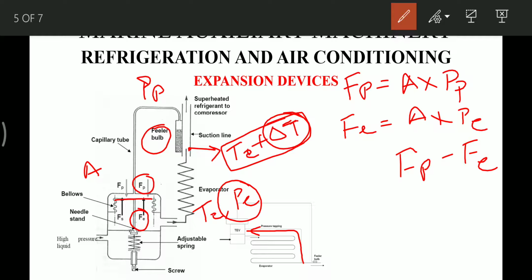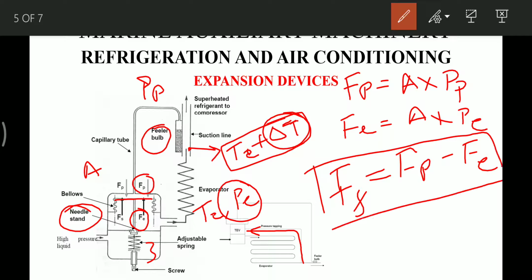Now we have this spring which is exerting upward force on the needle stand. So in the stable condition, this Fs will be equal to Fp minus Fe. So this condition has to be fulfilled by this expansion valve.